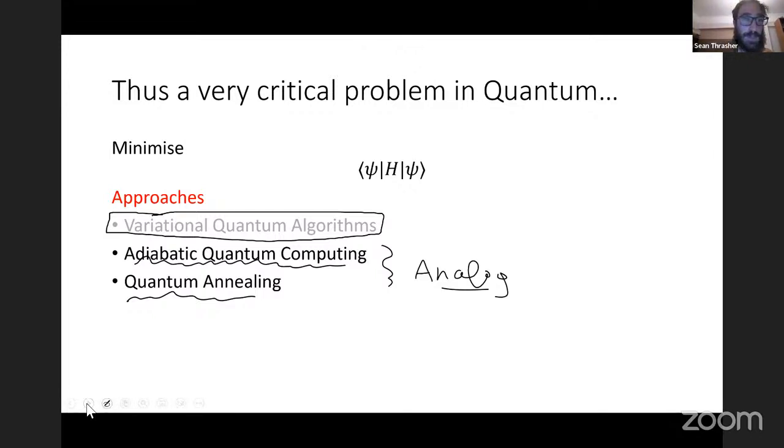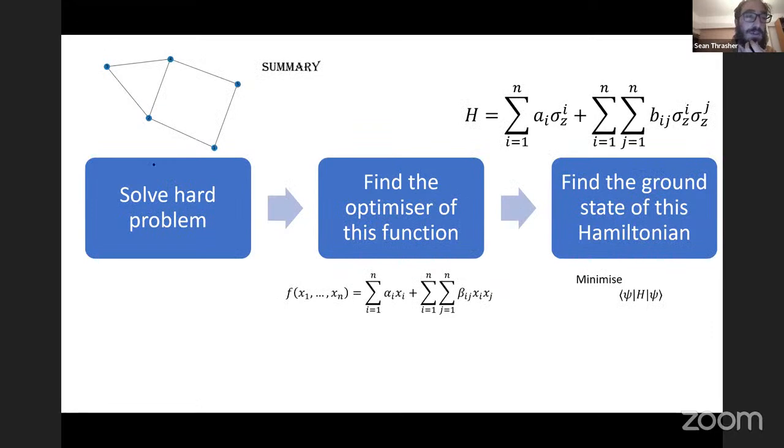Yeah. So to summarize, we've got a problem that's hard to solve. Obviously this particular problem is not hard, but as there are more and more vertices, it gets really, really difficult for computers to solve. Then you associate that to an optimization problem, which you then associate to a Hamiltonian, which you want to effectively minimize.